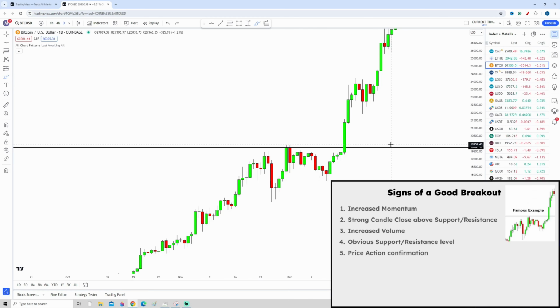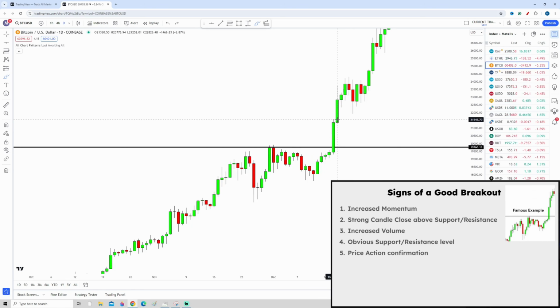Point two. Point two was that we want to see a strong candle close above the level. And if we take a look at this candle right here, where did the candle close? Well, the candle closed all the way up here, which is far above the resistance. And this is exactly what we're looking out for. We want the candle to clearly close above, or in other words, we want it to close high above the resistance. The third point we're looking out for was all about something called volume.